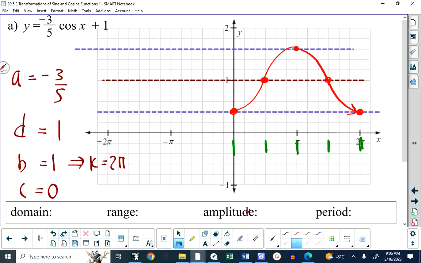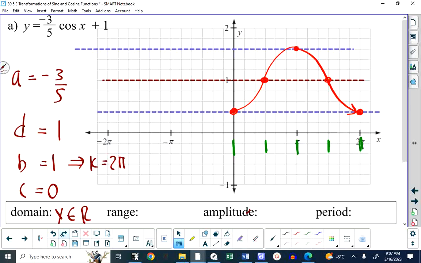What is the domain? Well, yesterday we learned that the domain of this cannot be changed. You cannot do anything to these functions. They will always go forever in both directions horizontally. The range yesterday, we said yesterday that the range was the negative of the amplitude to the positive of the amplitude. But that's only because yesterday all the functions were centered at y equals 0.